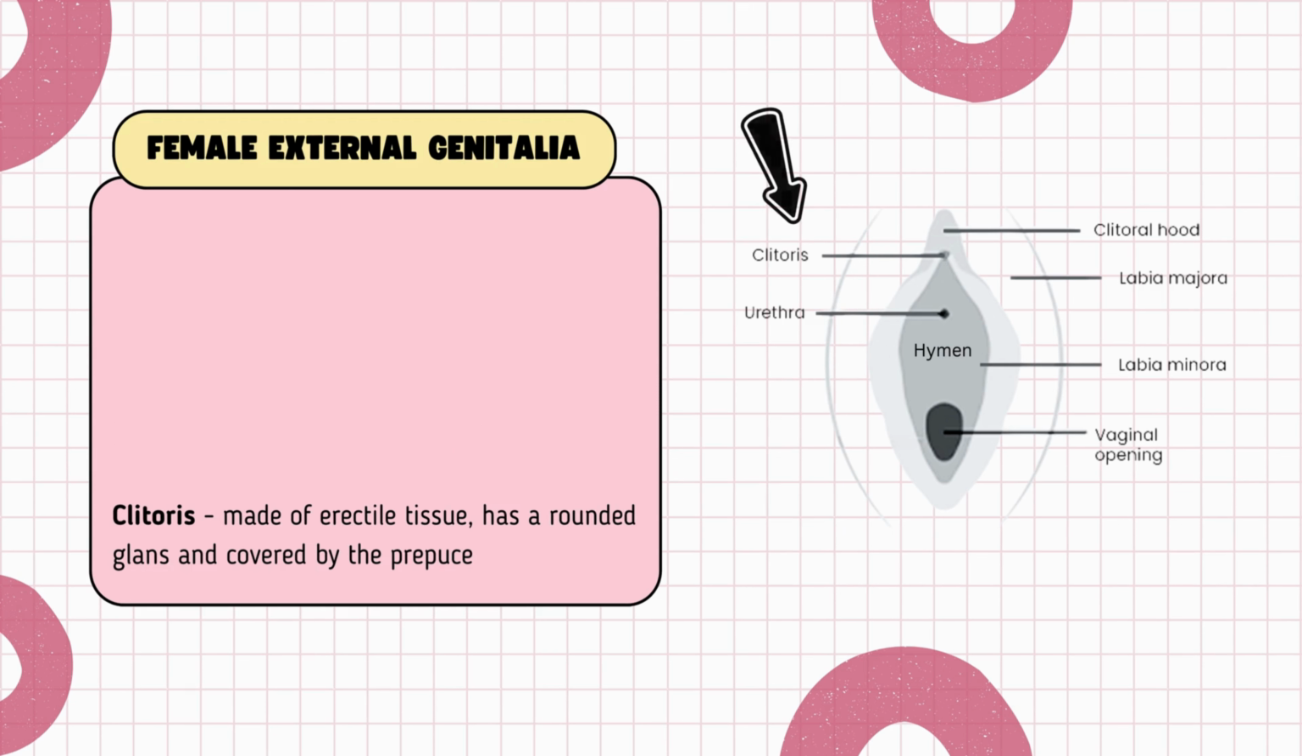At the top of the labia minora is the clitoris, which is made of erectile tissue and has a rounded glans or head that is protruded and covered by the prepuce, or small hood of skin. The highly innervated clitoris is one of the most erogenous points of sexual stimulation.